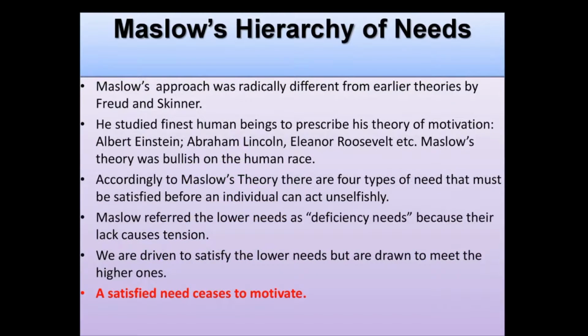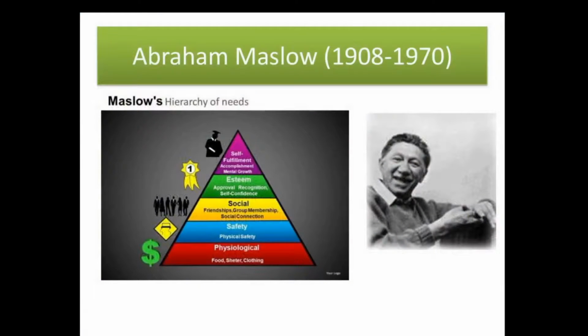So, in Maslow's hierarchical theory, in this slide we'll be talking about the bottom of the triangle, where you will be talking about physiological needs. Physiological needs are the basic needs. Then he talks about safety needs, then social, esteem, and self-fulfillment, or self-actualization. So step by step only a person can be satisfied, and finally only he can go for self-actualization.